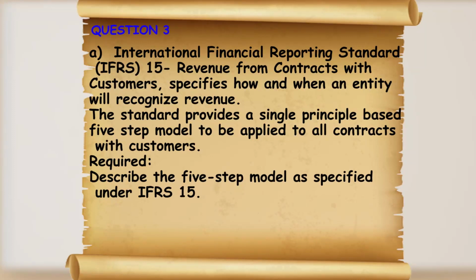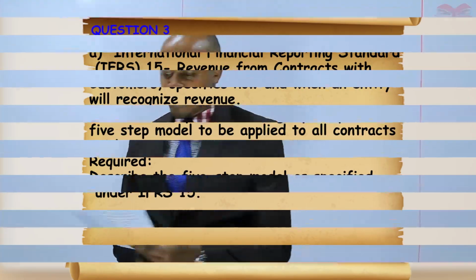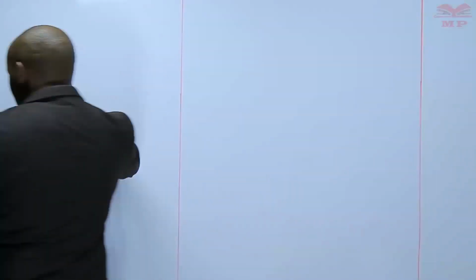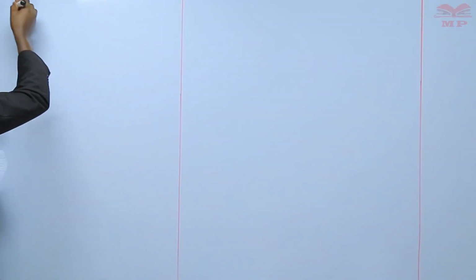Describe the five-step model as specified in IFRS 15. So basically the questions I was asking about the 5 steps to be followed by an entity whenever an entity is to recognize the revenue from contract with customers. So let's summarize those particular steps there.